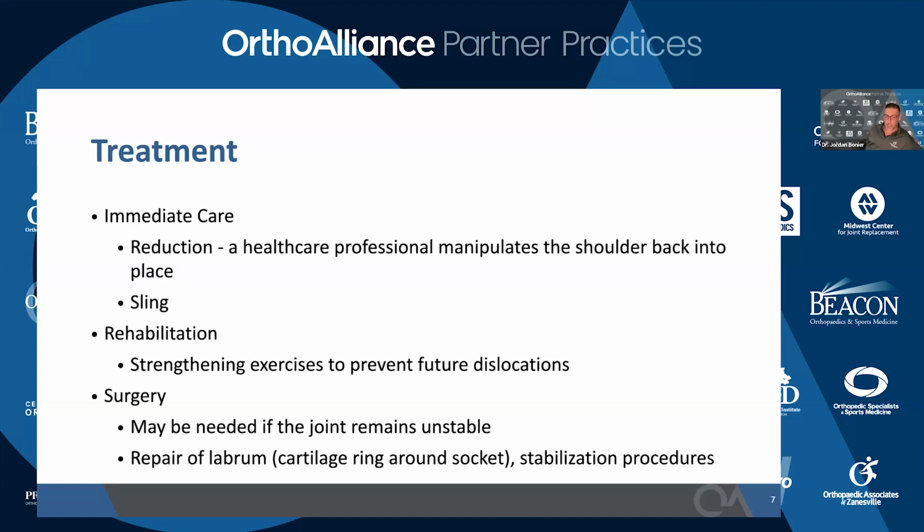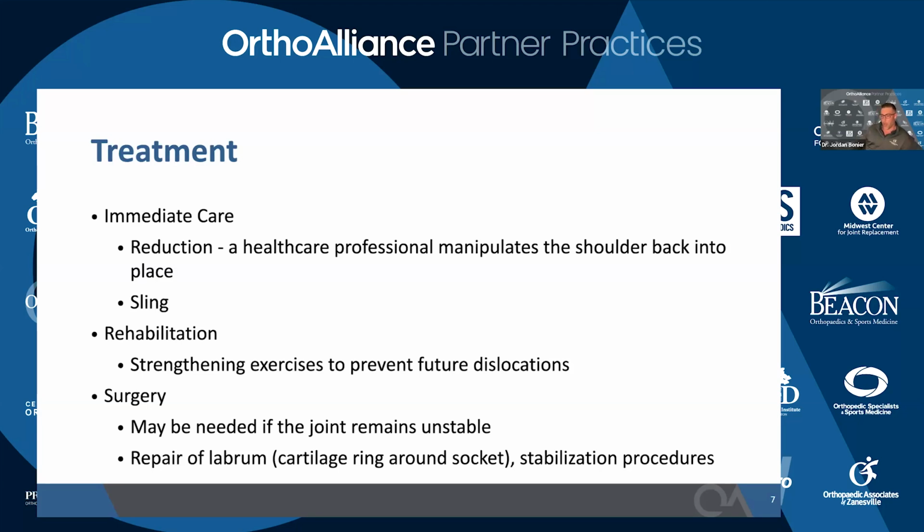Surgery is sometimes indicated, and usually that's if the joint remains unstable. So if there is a recurrent dislocation, or if it's a first-time dislocator in a younger athlete, sometimes we will consider surgery. And typically, when a shoulder dislocation happens, there can be damage to a structure called the labrum, which is a cartilage ring that surrounds the socket of the shoulder joint. And it somewhat acts like a bumper and increases the surface area of the joint.